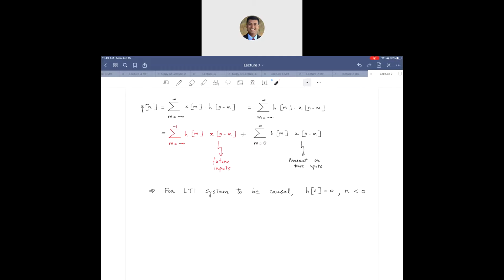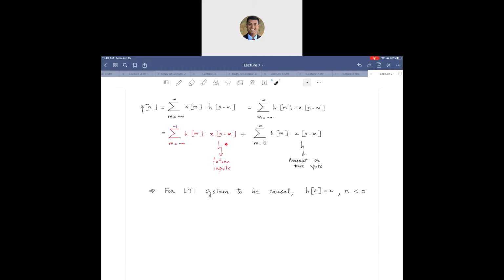Now, one question that I get when I talk about these things is: how do we know h should be 0? Why not x should be 0? Right? If this is 0, the product and the sum should be 0. So why are you saying that h of n should be 0? Why not talk about the input being 0?